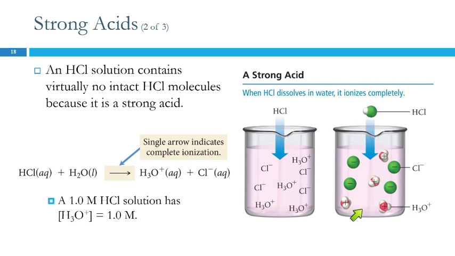So here it is with little balls for the atoms. These separate completely. We don't have any of the green and white left together. So when we show a strong acid dissolving in water, we use a single arrow, and this means that the reaction goes to completion, effectively. So it's all going to go over here. So we can predict the concentration of the hydronium ion if we know the concentration of the HCl. Every HCl is going to make 1 H3O+. So if you have a 1 molar HCl solution, the hydronium ion concentration is 1 molar as well. Any questions?